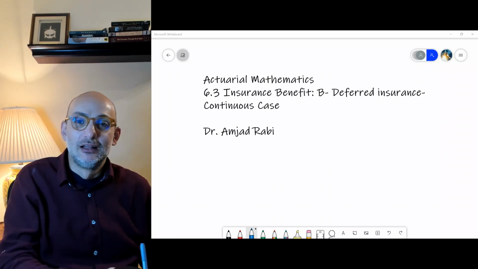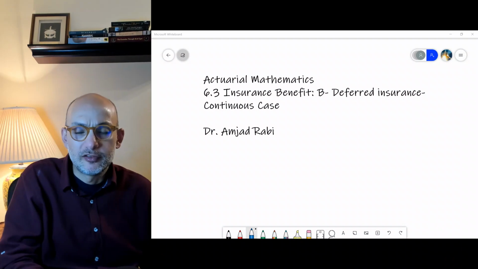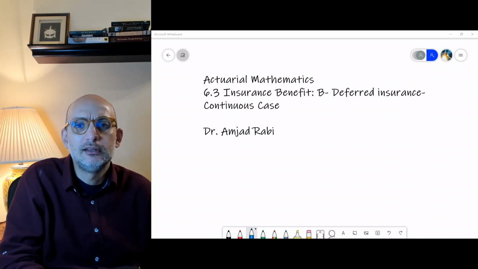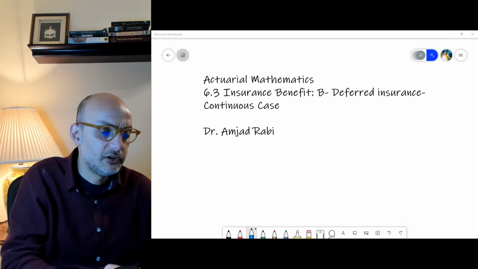Hi again. Let's continue our discussion on insurance benefits. If you recall, we did the pure endowment, whole life insurance, term insurance, and endowment insurance. Now we need to look at another term called deferred insurance.